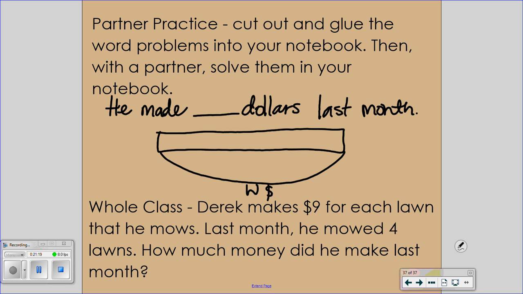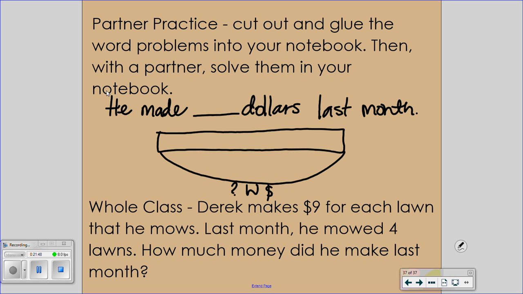Do I know the total amount of dollars? No, that would be really convenient if I did. Nowhere in that problem does it say he made blank money last month. Does it say that, Lucy? Does it say that, Ella Harris? It's a bummer. No. So do we know the whole? No. Sad face. I don't know the whole.